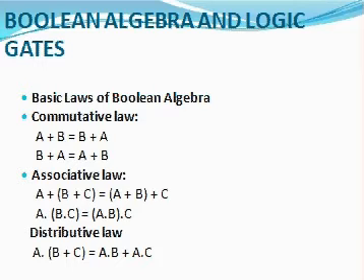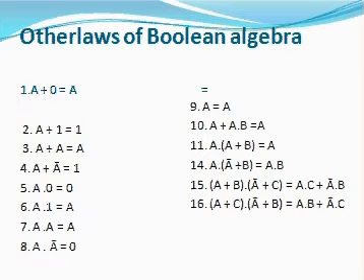So the operators used in Boolean algebra are the plus symbol, equal to symbol, dot symbol, and bar. Plus symbol is known as logical OR. Dot symbol is known as logical AND, and bar symbol is known as logical NOT. And here the basic laws of Boolean algebra are given. You can go through this. The plus symbols, or OR symbols, are known as the OR laws of Boolean algebra, and the dot represents the AND laws of Boolean algebra.